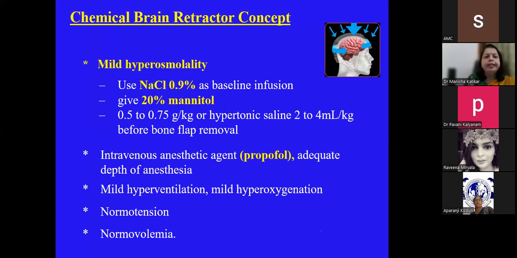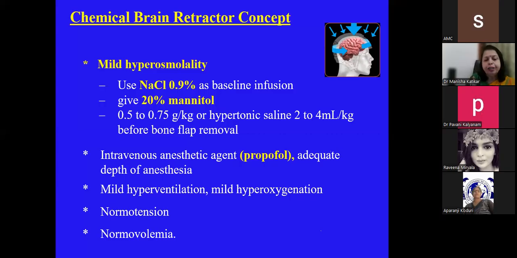There is something called the chemical brain retractor concept. This helps in decreasing the brain edema intraoperatively during the maintenance phase of anesthesia. You have to provide mild hyperosmolarity by using isotonic normal saline. Give 20% mannitol. Give hypertonic saline 2 to 4 ml per kg before bone flap removal. You continue increasing your depth of anesthesia with drugs like propofol, fentanyl, dexmedetomidine, remifentanil, whatever you are using. Give mild hyperventilation. Maintain normoxia, or you can give mild hyperoxygenation.